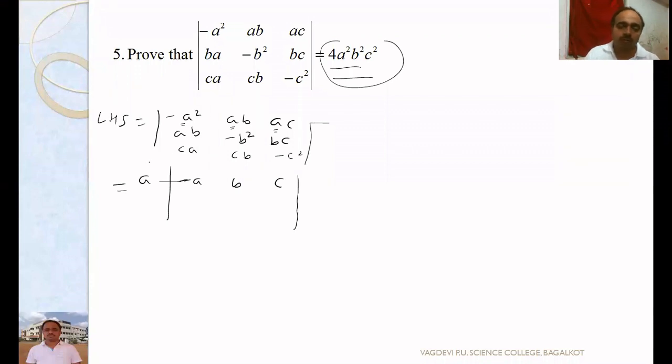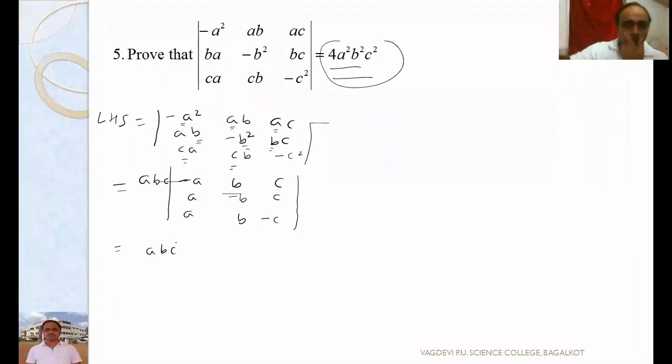Similarly, what is common from the second row? B is common from the second row. If I take B common from the second row, I get A, then minus B, then C. In the third row, similarly, if I take C common, you can see here C, C, C. I get A, then B, then minus C. So what I got outside the determinant is A, B, C.